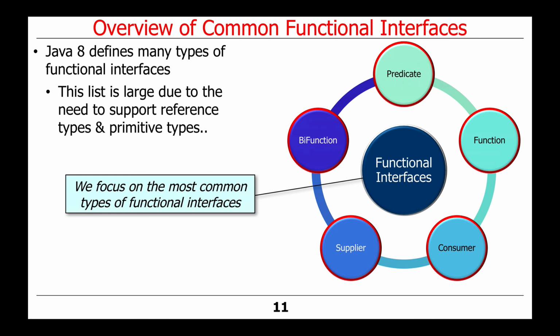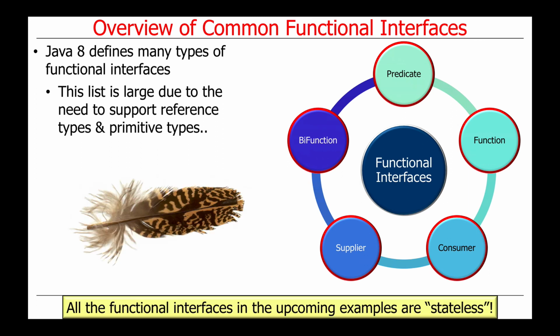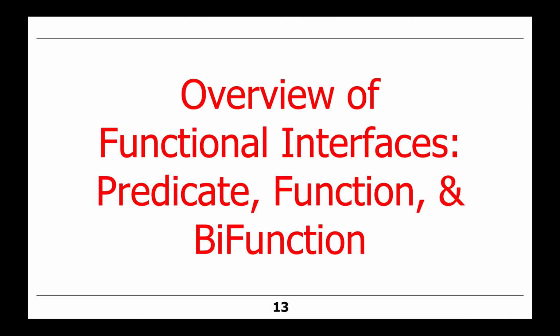We're going to focus on 5 of the most common types of functional interfaces: predicates, functions, BiFunctions, suppliers, and consumers. All of the functional interfaces that we'll be describing and illustrating in the upcoming examples are all stateless, which means that they only take in what's passed as a parameter or parameters into the function, and they return a value. There are no other side effects that are used. There's no mutable state, which is important when trying to write code that will work without change in both sequential and parallel use cases. We'll start by giving an overview of the Predicate, Function, and BiFunction functional interfaces.